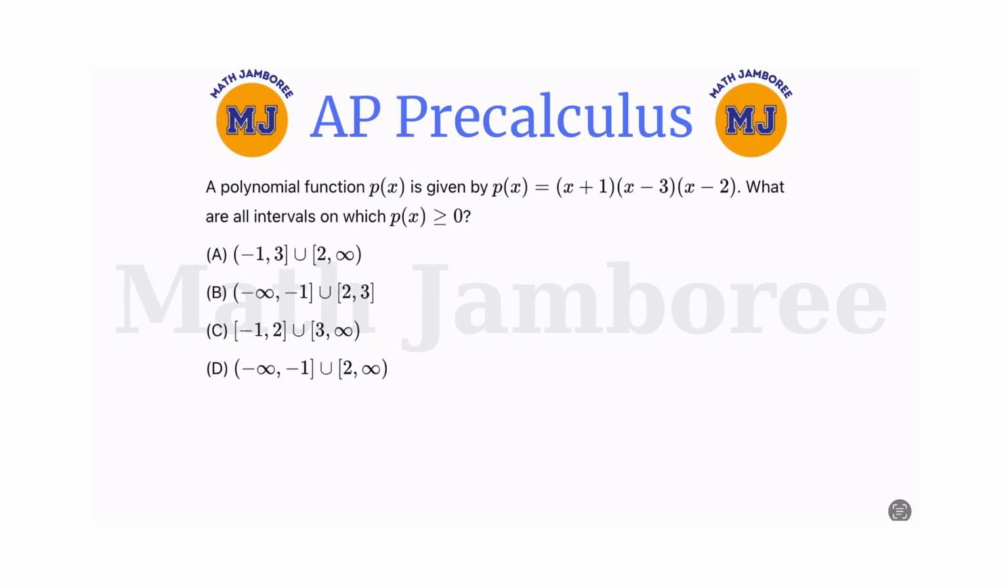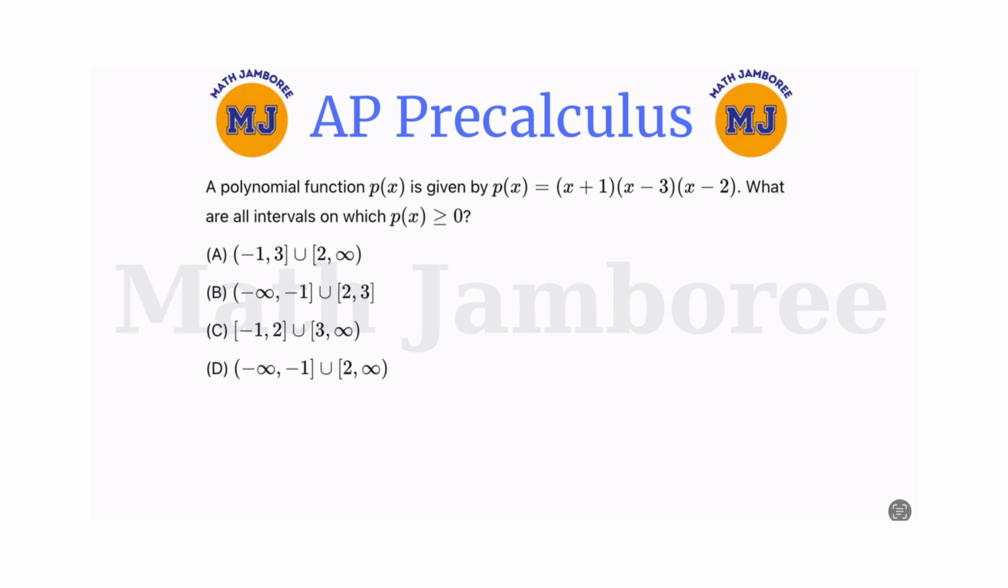Today we're diving into the solving of polynomial functions. We're going to break down each step so you can master solving this type of problem. Ready? Let's get started. Here is the problem of the polynomial function. A polynomial function p of x is given by p of x equals (x plus 1)(x minus 3)(x minus 2). What are all intervals on which p of x is greater than or equal to 0?